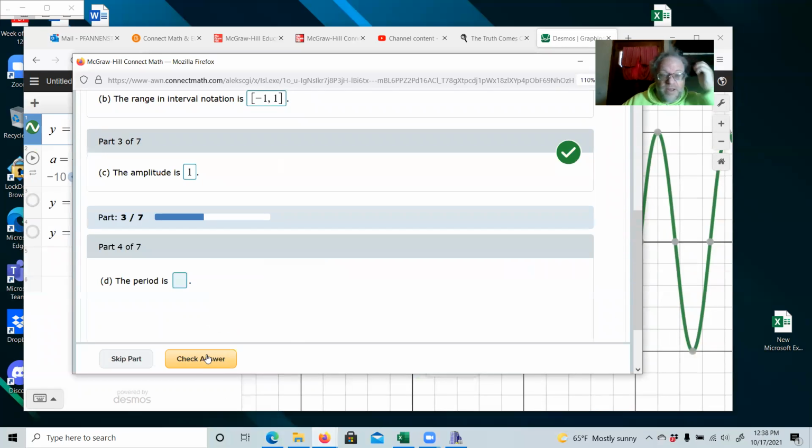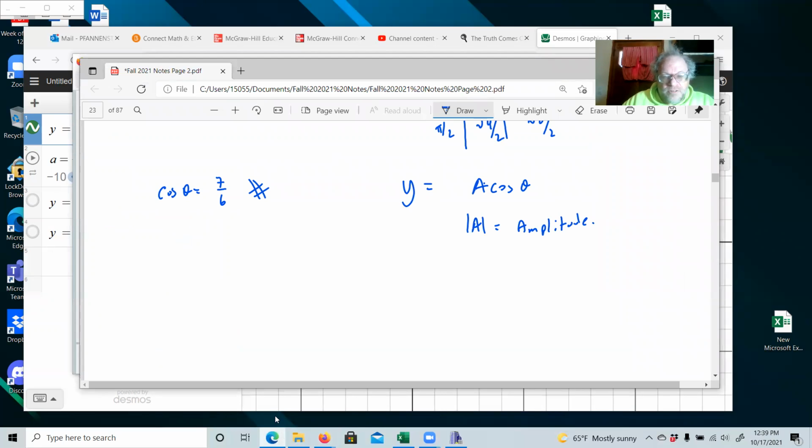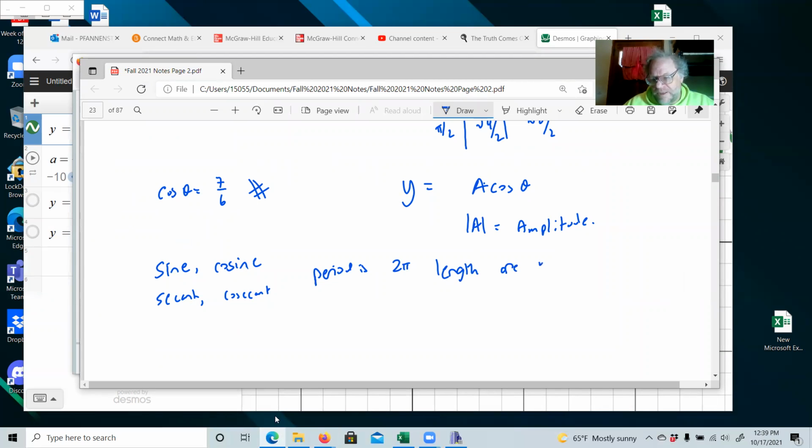7 more points. Okay. Period. Period for sine and cosine and secant and cosecant is 2 pi. It's the length of one wavelength. It's the length of one waveform.